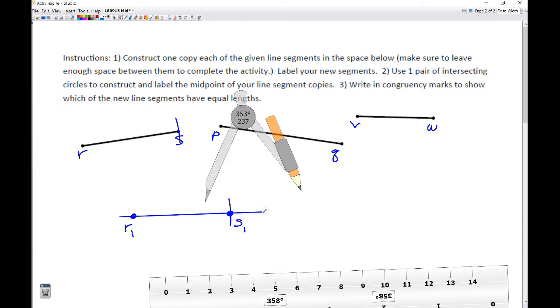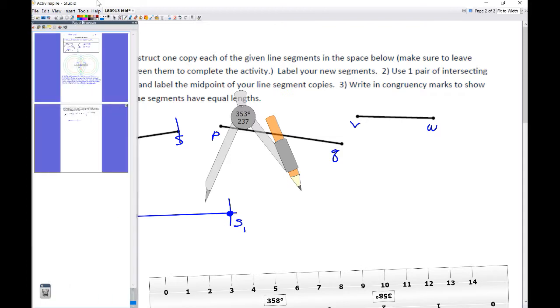So I'm going to sweep this off here just a little bit, but I'm going to leave that arc, because that's what tells me that you measured it with the compass, right? So I'm going to leave my arc there. Okay, next thing I need to do is create my circles that are going to find my midpoint. Now, I want you to think about something with me real quick. Watch up here on the screen.